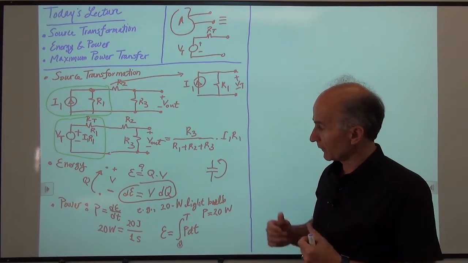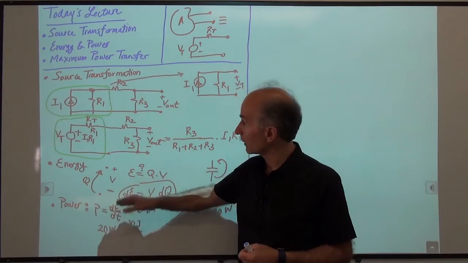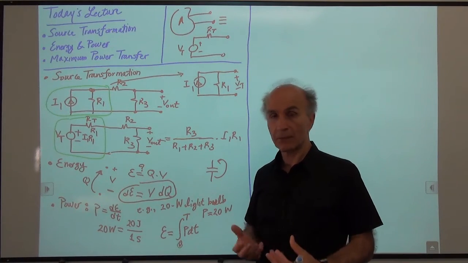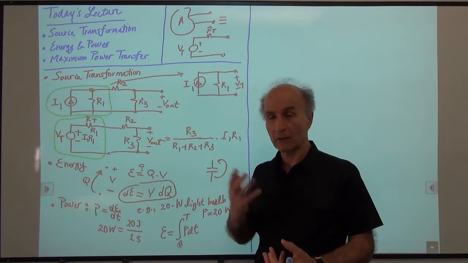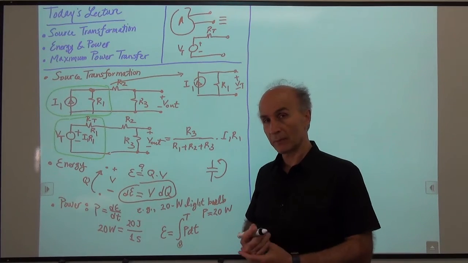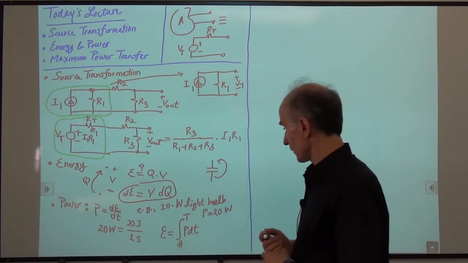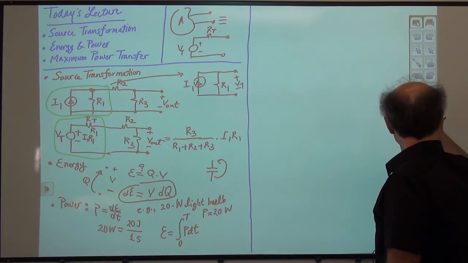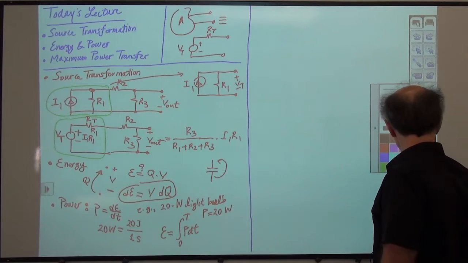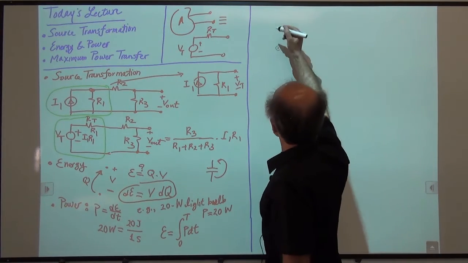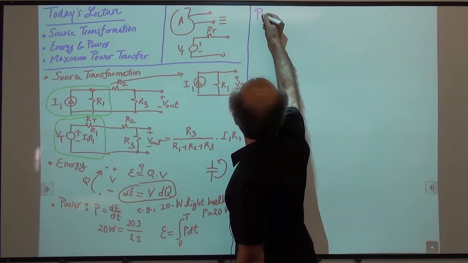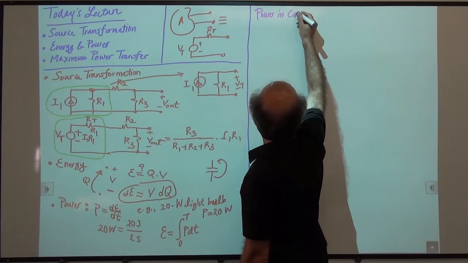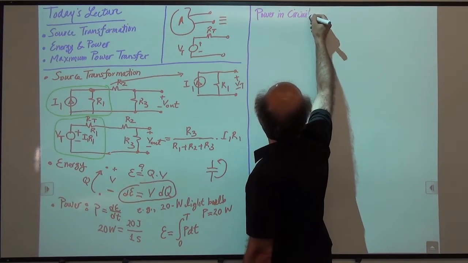But of interest to us is calculation of power in electric circuits. So we want to see if we can simplify that result so that we can readily write an equation if we want to find power. All right, so that shouldn't be that hard. So let's change the color of the pen here and see what we can do. Okay, so power in circuits.